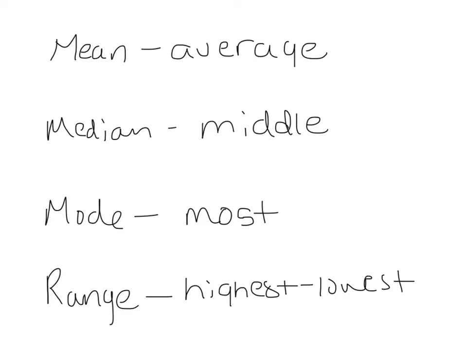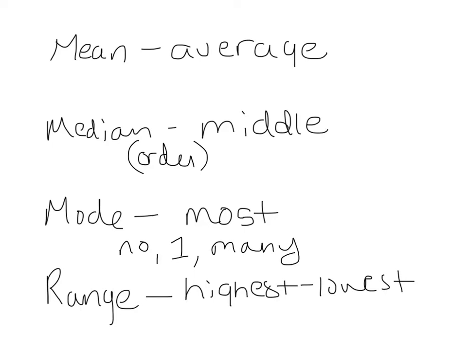Your median is the middle. The key with this is to make sure you order them first before you start. Your mode is the one that occurs the most. We could have no modes, one mode, or many modes. It just depends on what your data looks like. Your range is just your highest value minus your lowest.